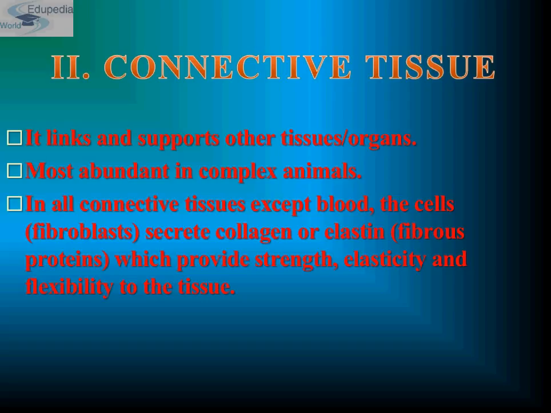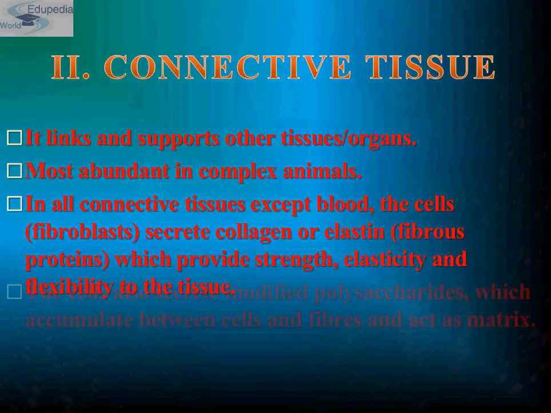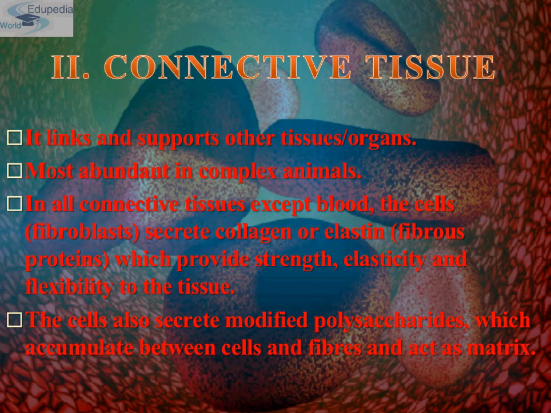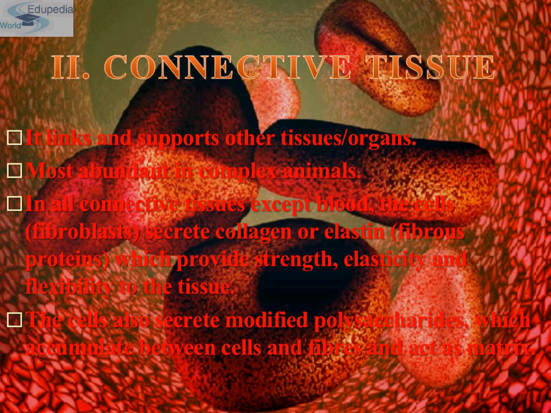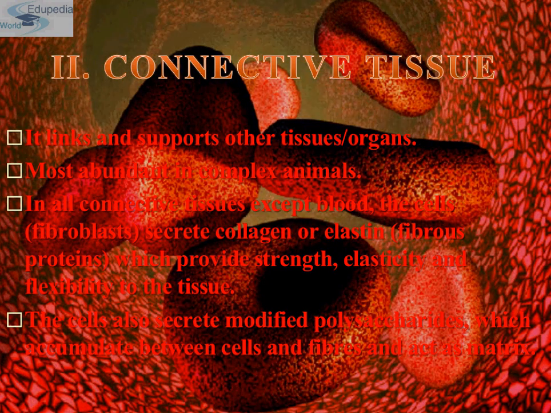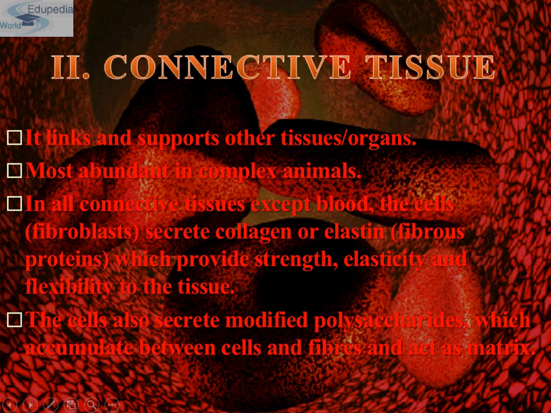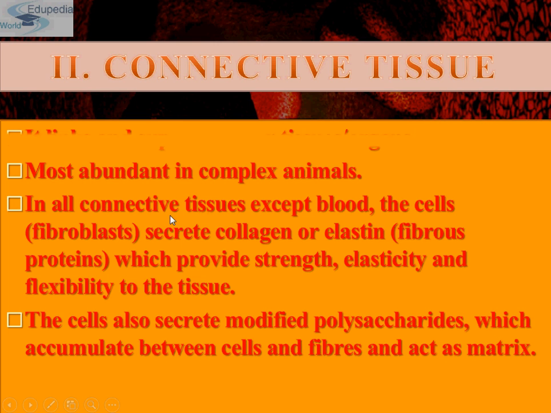So it is most abundant in complex animals. In all connective tissue except blood, the cells secrete collagen or elastin, which provides strength, elasticity and flexibility to the tissues. The cells also secrete modified polysaccharides, which accumulate between cells and fibers and act as matrix.